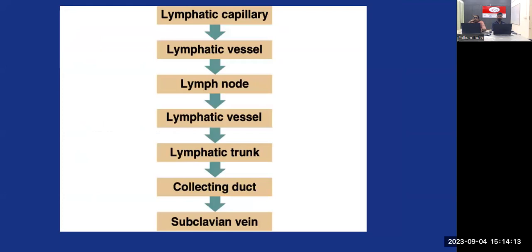Coming to the pathophysiology, as I mentioned earlier, when the lymphatic capillaries absorb fluid from the interstitial space, it goes to the lymphatic vessel. Then it goes to the lymph node for filtering out harmful substances from the lymphatic fluid. Again, it goes to the lymphatic vessel, again to a lymph node, and then to the lymphatic trunk and collecting duct. Finally, it goes to the subclavian vein, and then it is again in our systemic circulation. That's why we always say the lymphatic system is also a part of the circulatory system.